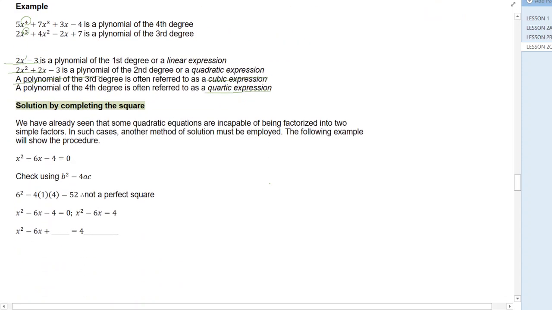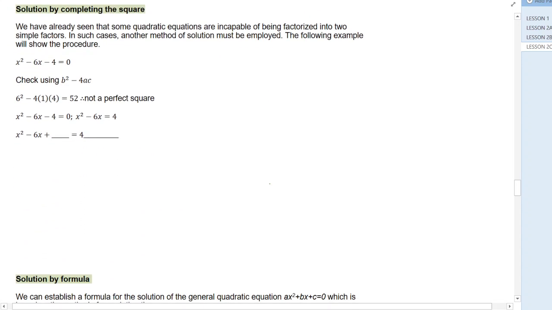Okay, so for solution by completing the square, let us have this one. We have already seen that some quadratic equations are incapable of being factorized into two simple factors. In such cases, another method of solution must be employed. The following example will show the procedure.